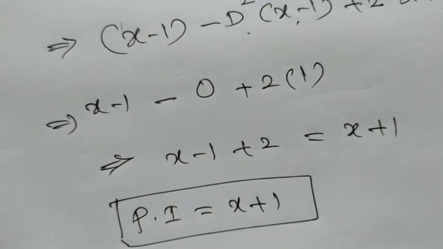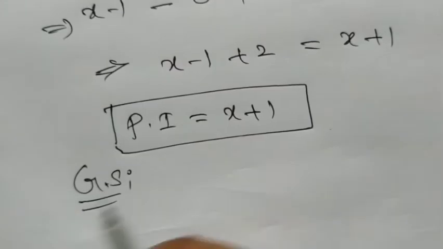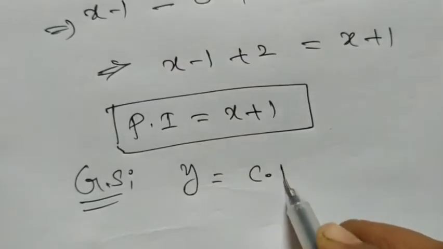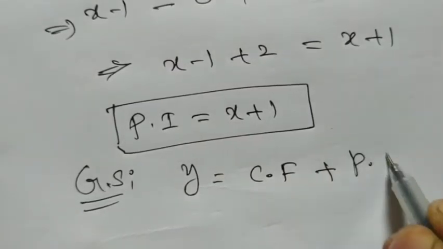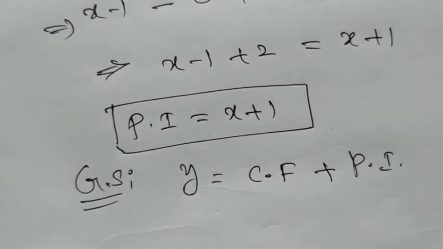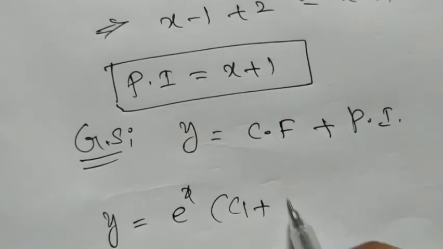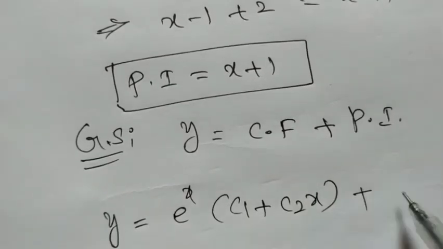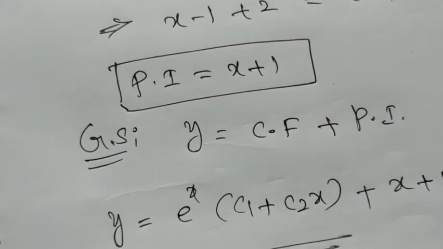So therefore the final general solution of the given problem is y equal to complementary function plus particular integral. So here what is the complementary function? e power x into (c1 plus c2 x), plus the particular integral, which is x plus 1.